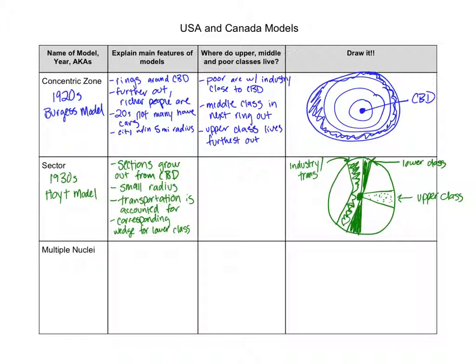And because that lower class probably doesn't have the means to a car, they're going to need to be next to that transportation wedge too, because they're going to have to use the public transportation that's offered to them. So when we write about this, our lower class is next to transportation and industry, like we just said. And then our middle class is kind of spread out.